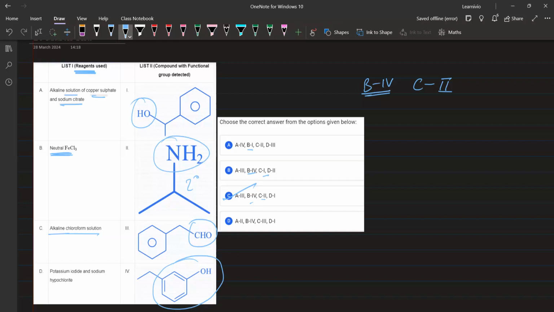Also, even for the A1, what is alkaline solution of copper sulfate and sodium citrate? If you look at these two solutions, this is Fehling solution A and Fehling solution B. This is Fehling's test. And that is why we are testing what? We are testing aldehyde with this. By the way, sorry, this is primary amine only. This nitrogen is directly connected to 1 carbon and is a 1 degree amine. That is why it is going to give the carbylamine test, that is alkaline chloroform solution.